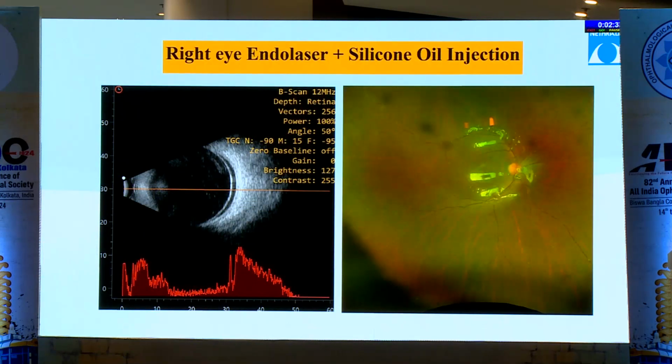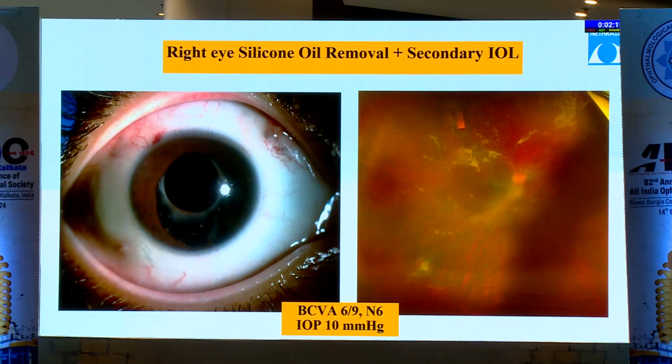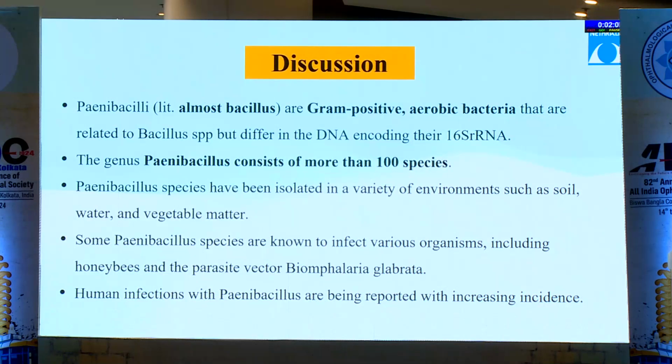Two weeks after surgery, the patient developed rhegmatogenous retinal detachment with a small temporal break. The patient underwent a second surgery with endolaser and oil tamponade. The patient was followed up at 4 months. There was silicone oil emulsification. The fundus was stable. He underwent oil removal with secondary intraocular lens implantation in the ciliary sulcus. BCVA at follow-up was 6/9 with a pressure of 10 millimeters of mercury.